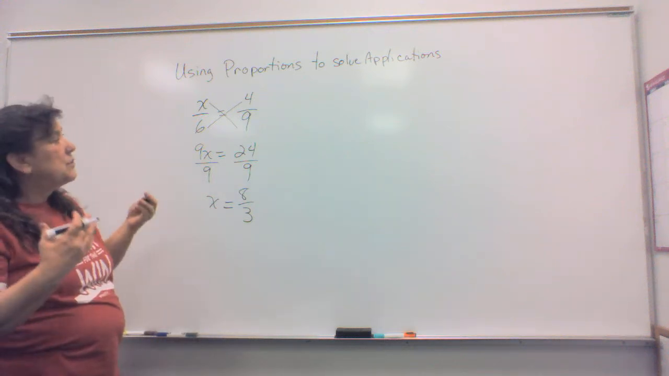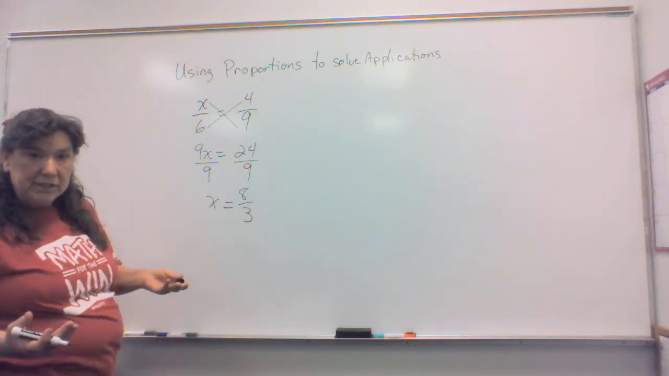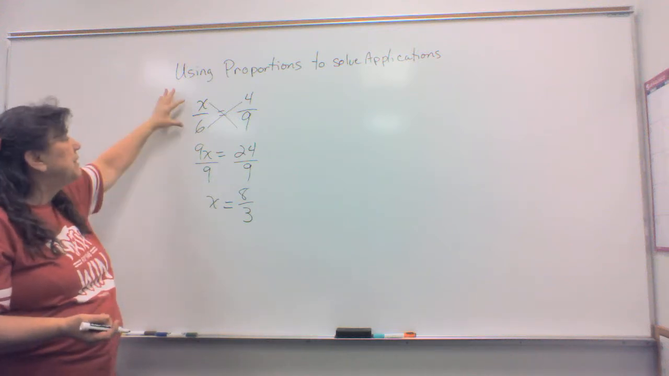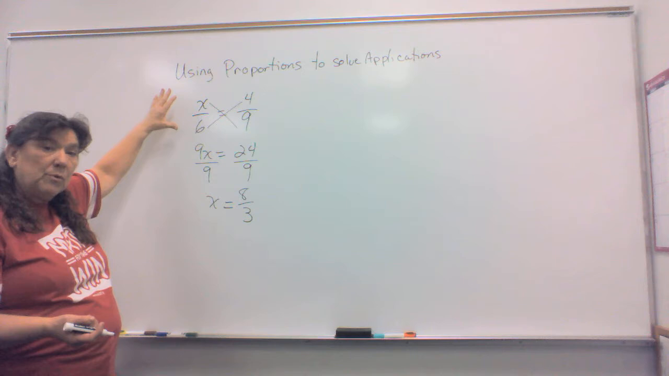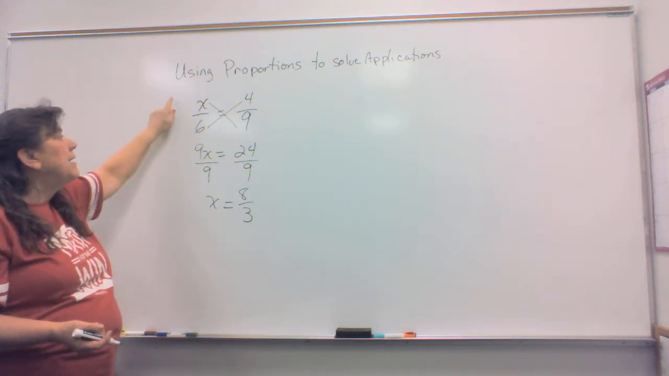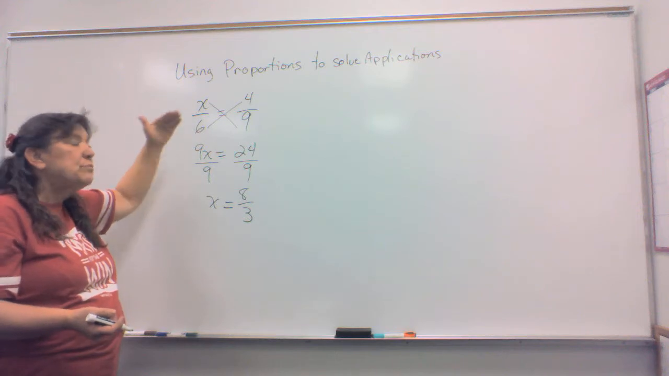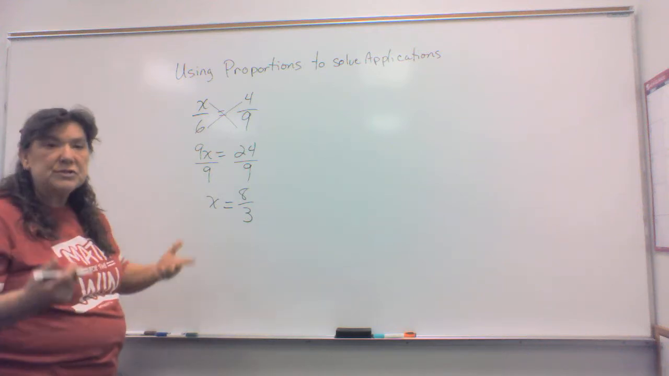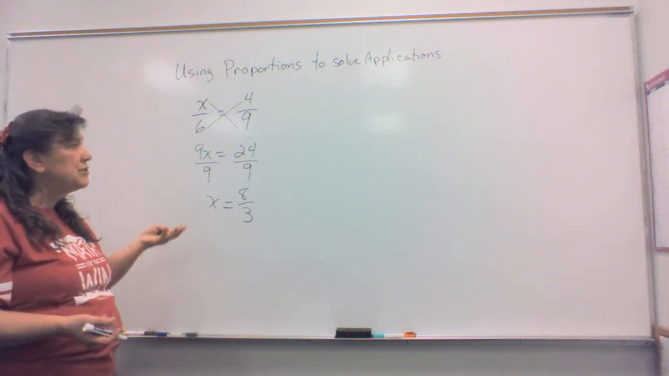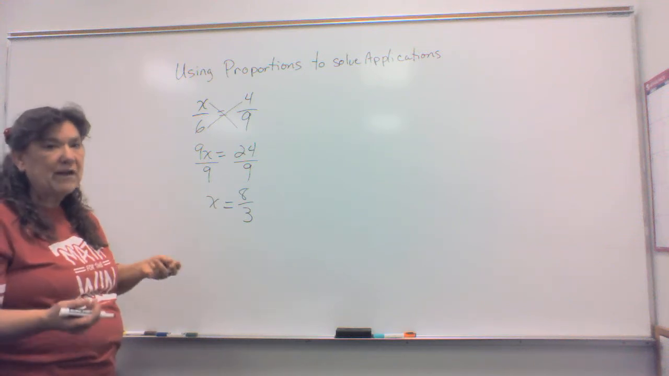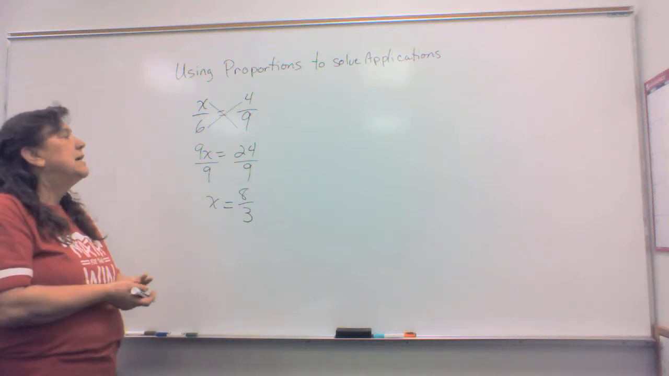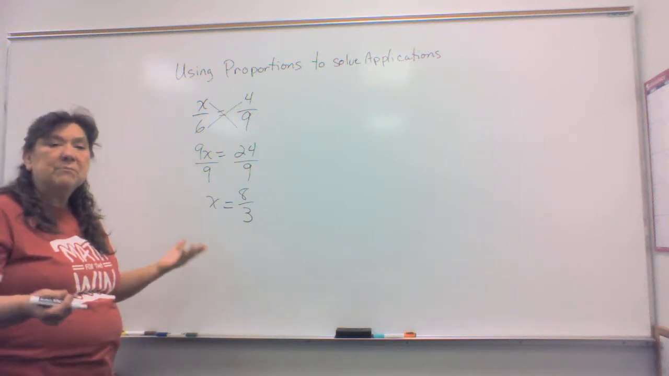Okay, so that is a proportion, and we solve it with cross products because in a proportion you have one ratio equal to another ratio, and that means that if the cross products are equal, then the ratios are equivalent to each other. And so that's what we're doing with using proportions to solve applications. So now we're going to look at applications. This is a skill that is used in many ways.